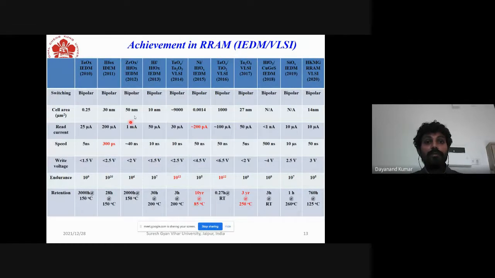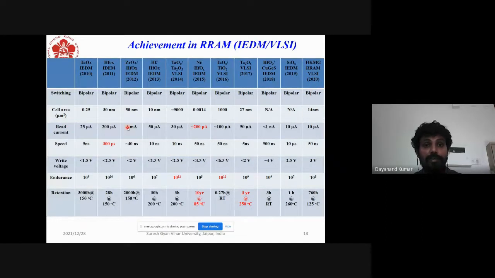So here is the achievement in RRAM. This data is from IEDM and VLSI, which are the top conferences of our field. IEDM is the International Electron Devices Meeting, and VLSI is very large scale integration. This data is from 2010 to 2020.